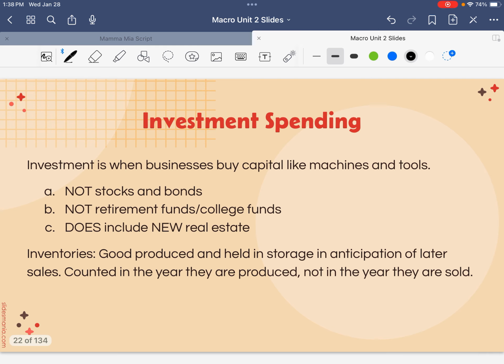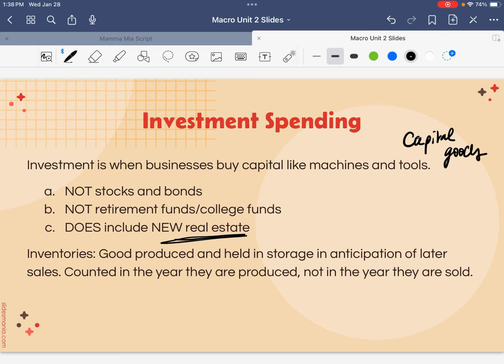Okay, business investment, remember, does not include stocks and bonds. It's all about capital goods. It does not include retirement funds, like a 529 where you save for college, a 401k, a Roth IRA, none of those things. But then there's that weird part where it does include new houses, because you'll make money on it later.